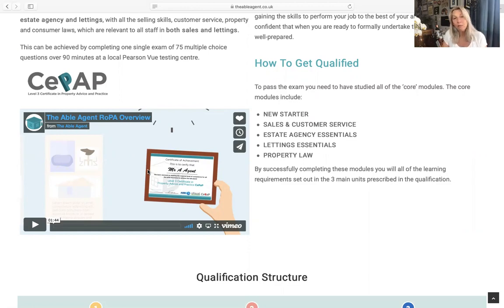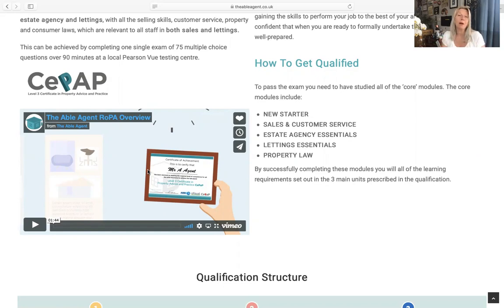Once you've done your CePAP qualification, and the cost for that is £195 plus VAT, to go and sit your one exam, as we mentioned, 75 multiple choice questions. It takes an hour and a half, but it's one single exam rather than the 4 exams that you might be familiar with from Property Mark. But at the end of it, even with it just being the one exam, we're testing breadth of knowledge, and you are at the level that you would need to be ROPA ready. It's Ofqual regulated and level 3, and it's a good breadth of knowledge.